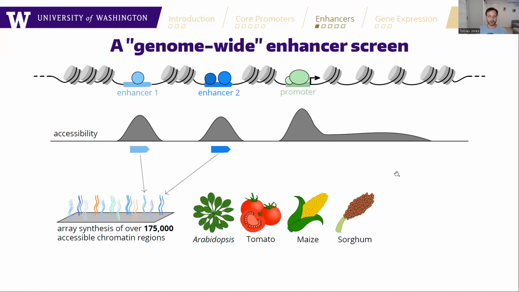And so what we did in the end was we took the accessibility data for 4 different species, Arabidopsis, tomato, maize, and sorghum. And then from this, we selected over 175,000 accessible chromatin regions that might have enhancer activity and subjected them to array synthesis.